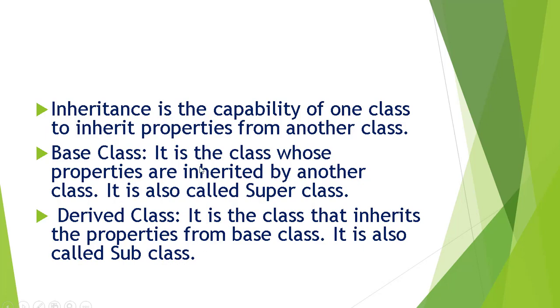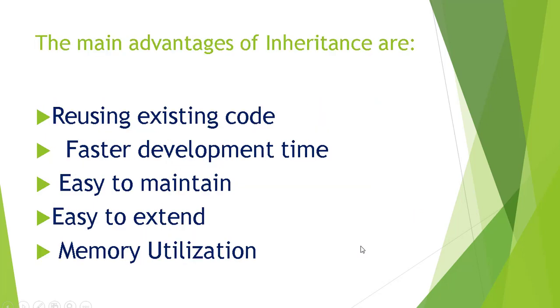If we take another example, if father is the base class and son is the derived class, so son will inherit the properties from the father. So the base class is the father and the father's property will be inherited by the son. So the base class is also known as superclass and derived class is also known as subclass.